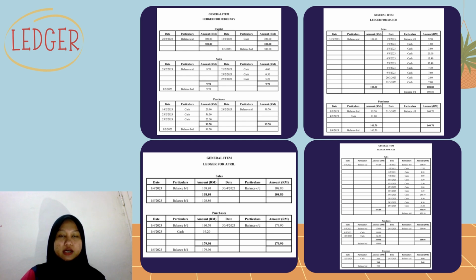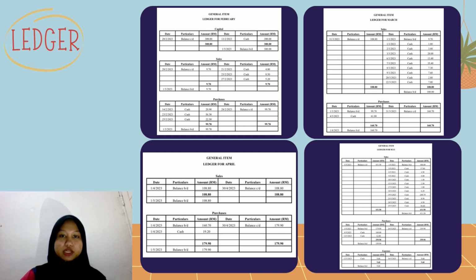My name is MAISARAH. I will be presenting on general item ledger. Our accounting period consists of 4 months only, which is February, March, April, and May. So the first one is ledger for February. We have 3 ledgers, which is capital, sales, and purchases. For the capital, we have only one entry on 30 February, and the total amount is 300.